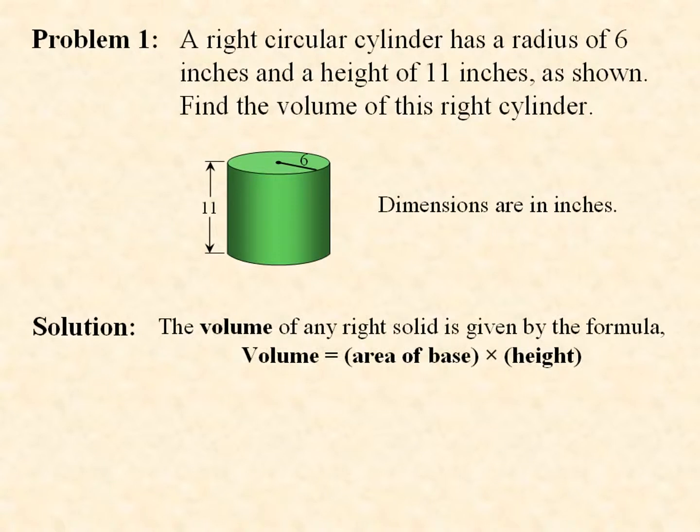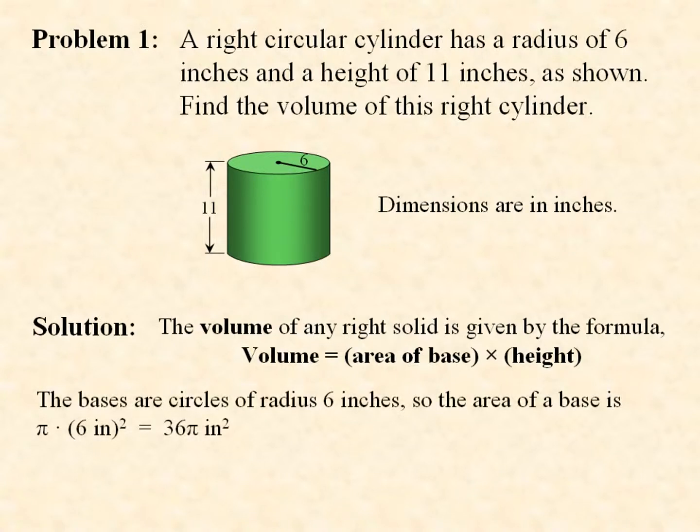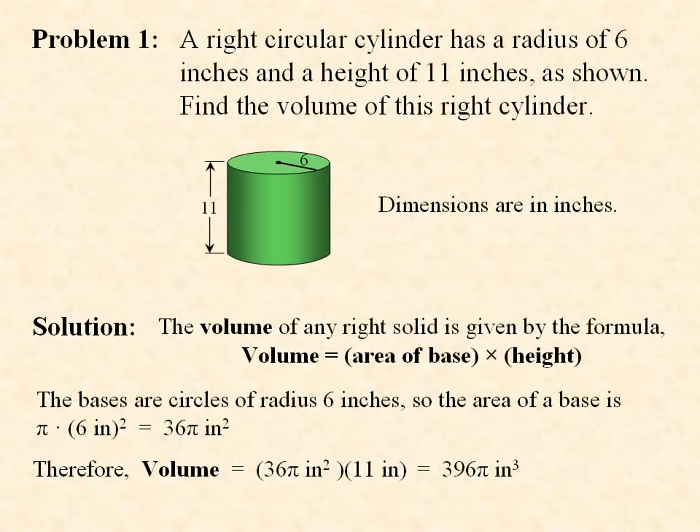The volume of any right solid is given by the formula volume equals area of base times height. The bases are circles of radius 6 inches, so the area of a base is pi times r squared, which is pi times 6 inches squared, or 36 pi square inches. And therefore the volume is 36 pi square inches times 11 inches, or 396 pi cubic inches, which if you use a calculator multiplies to 1,243.44 cubic inches.